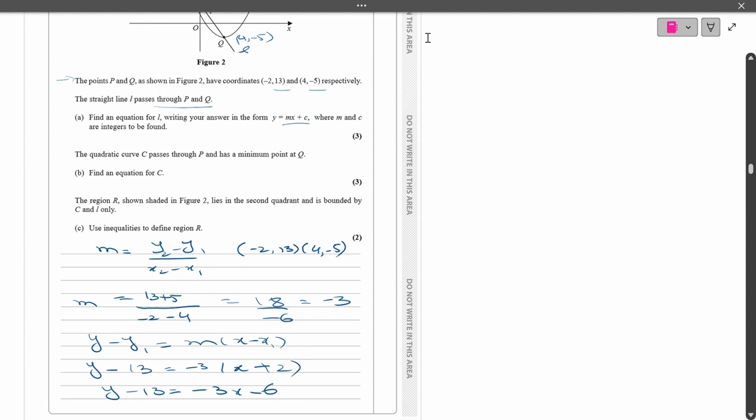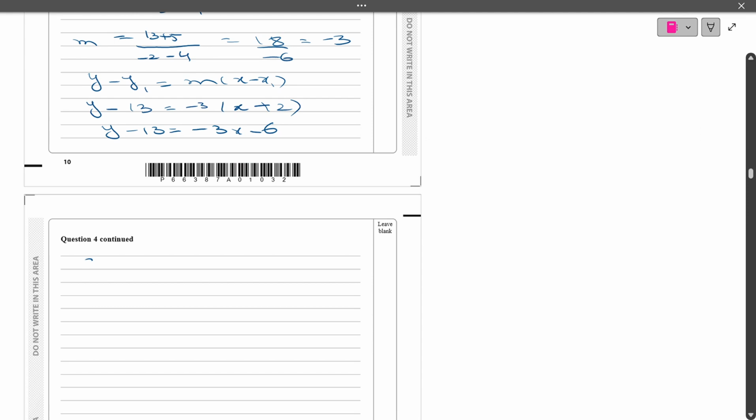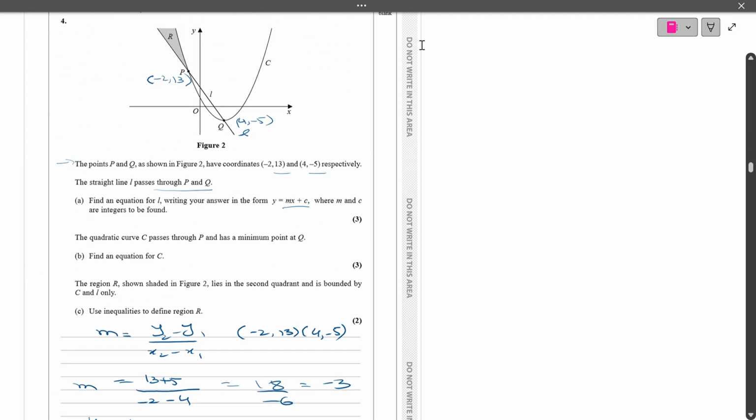I have to write it in the form y equals mx plus c. Let's make y the subject, because that's much easier. So -3x -6 plus 13, and y equals -3x plus 7. A part is done.